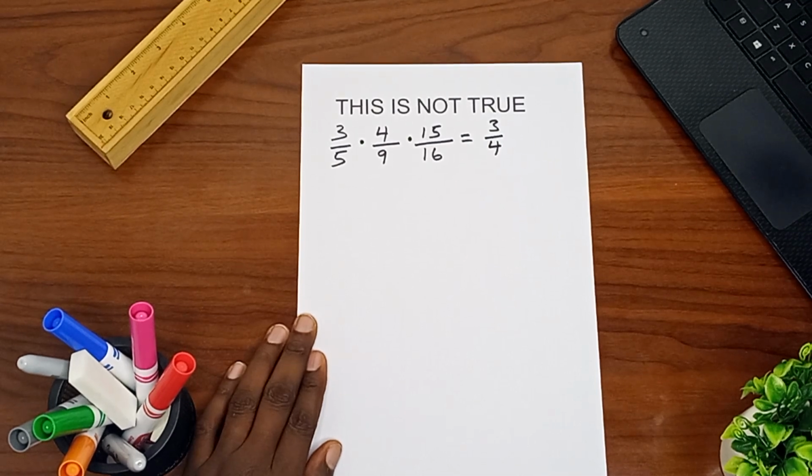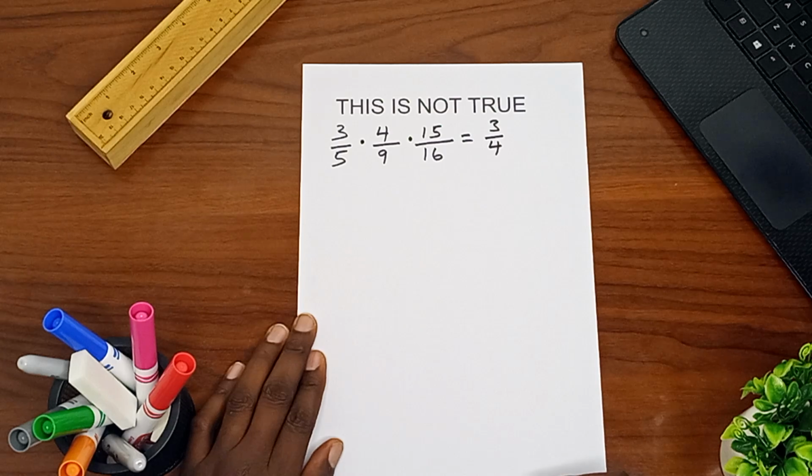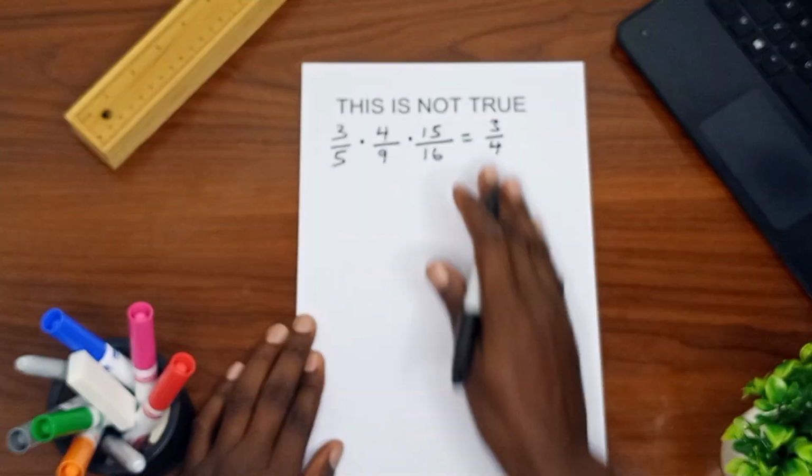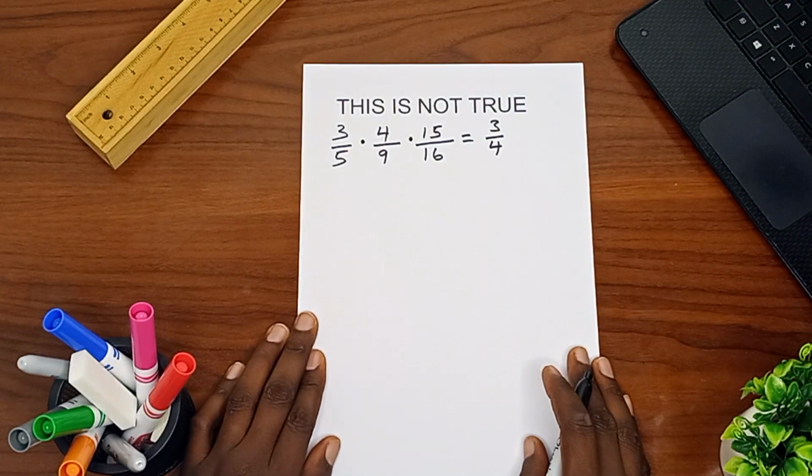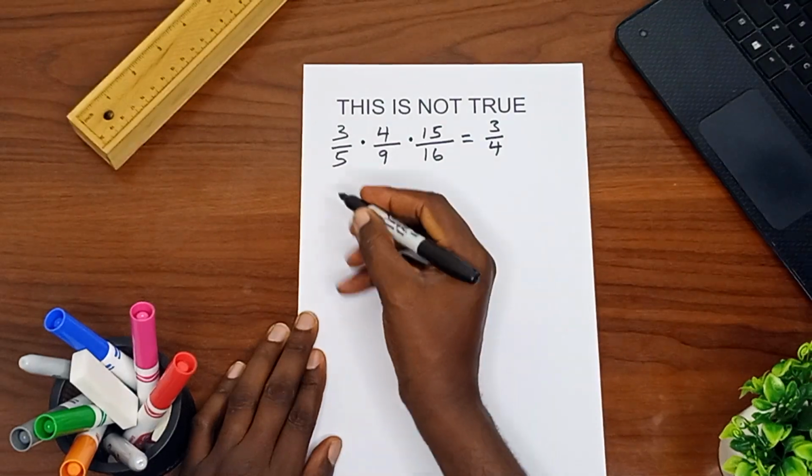Hello, welcome. Here we are dealing with multiplication of fractions which are given in three forms. The dot in the middle means the multiplication sign. Now, we are given this number and the answer is 3/4. But this is not true. How do we deal with this?